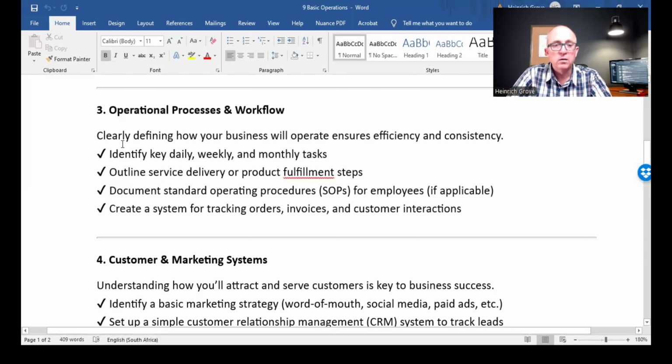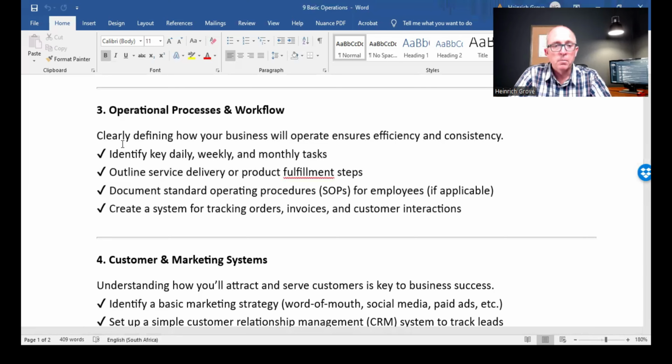I think create systems for tracking orders, invoices, and customer interactions, and make sure that you've got a nice email system going. Make sure you've got a proper accounting system where you can send out quotes and follow up on quotes and stuff like that.